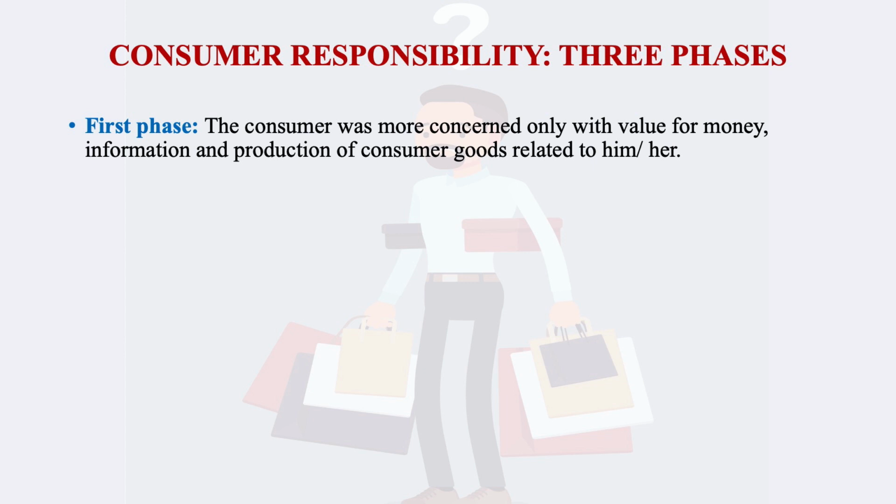Now, consumer responsibility has three phases. In the first phase, the consumer is concerned only with value for money, information, and the production of consumer goods related to him or her only. He is not concerned with others. He is concerned with his own value for money. Everything is related to himself.